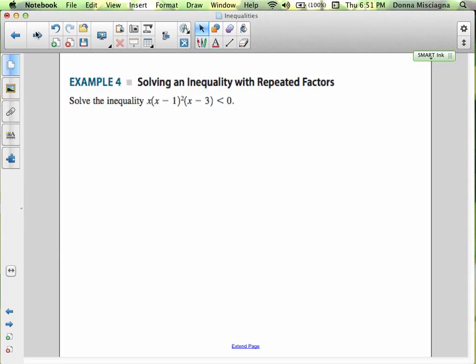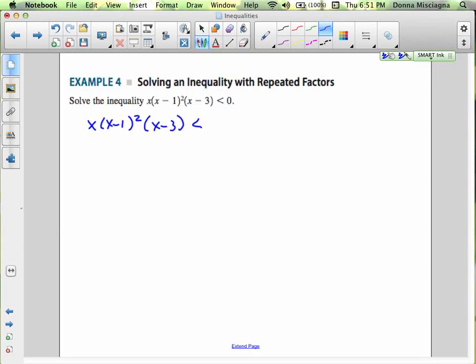All right, or maybe two, but let's do this one. This one's already factored for us. Solve the inequality x times x minus 1 squared times x minus 3 is less than 0. We have repeated factors, so we have several factors to check, but we've already got it solved. So our boundaries, if we have x times x minus 1 squared times x minus 3 is less than 0, I should say not equal to.